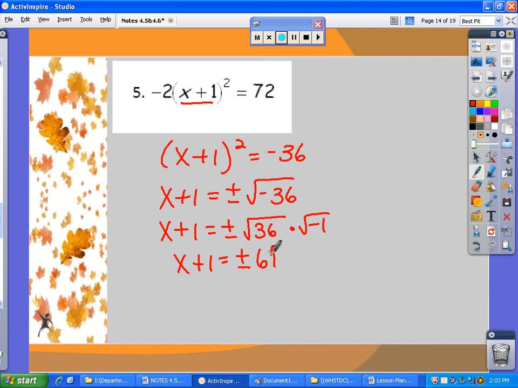All right, we're not done until we get the x by itself. So we need to move the 1. We need to subtract 1. So our final answer is x is equal to negative 1 plus or minus 6i. This is an example of a complex answer. When you go to check this in your calculator, you want to pick the complex solve tool. Your two answers to this equation are negative 1 plus 6i and negative 1 minus 6i.